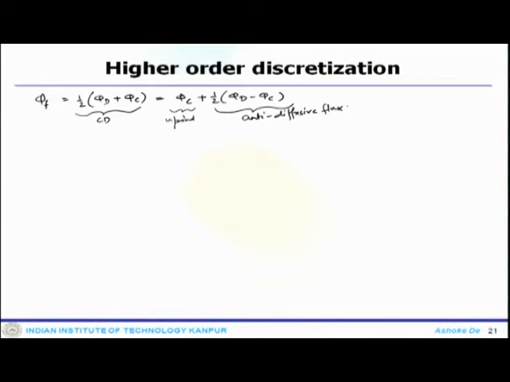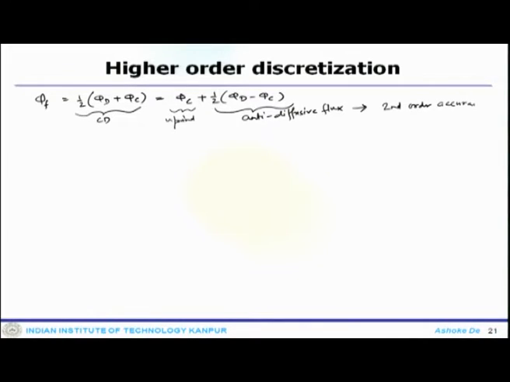Now, the central difference scheme can be written as the sum of this upwind and this anti-diffusive flux. Now, the flux is desirable as it makes the scheme second order accurate. The side effect is the unphysical oscillation it creates due to the decrease in numerical diffusion.